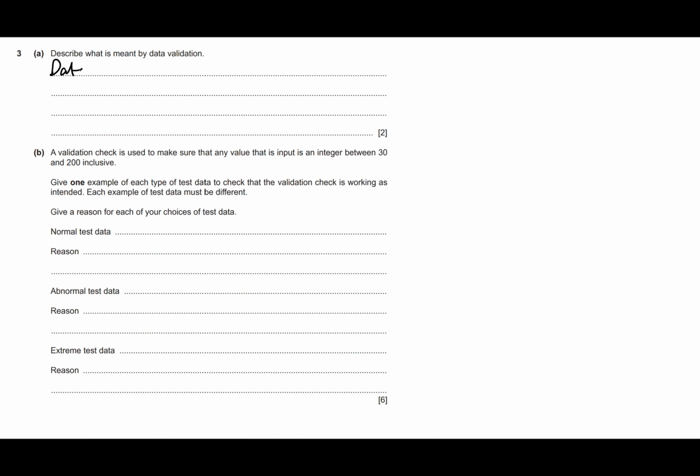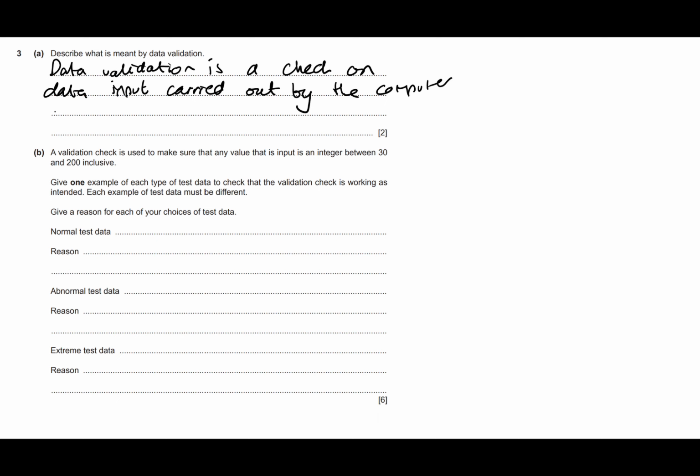Data validation is a check on data input carried out by the computer using a set of rules. Now at this point, I think that's good enough for 2 marks if you said a check on data using a set of rules carried out by a computer.